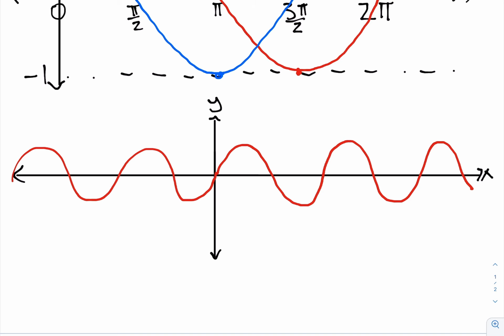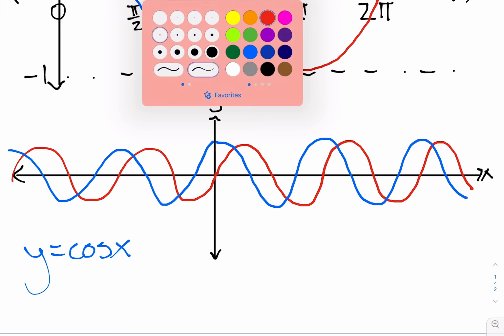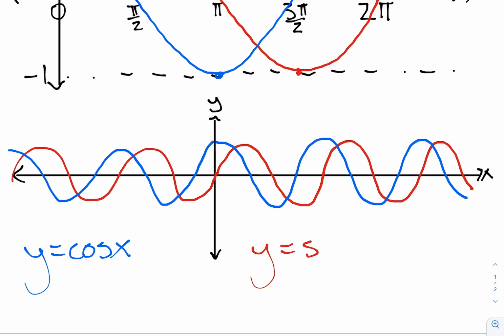That's what sine looks like. Now cosine starts at 1 and it goes down first. And you'll see how it looks a lot like sine, but it's just shifted to the left by a little bit. Okay, so that's what sine and cosine look like. So I'll write it here, y equals cos x, and y equals sine x. So the red is sine, the blue is cosine.